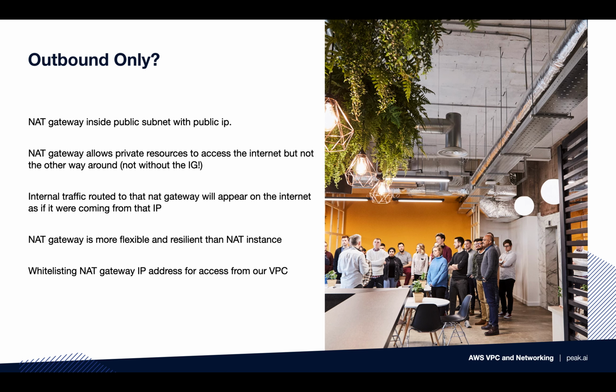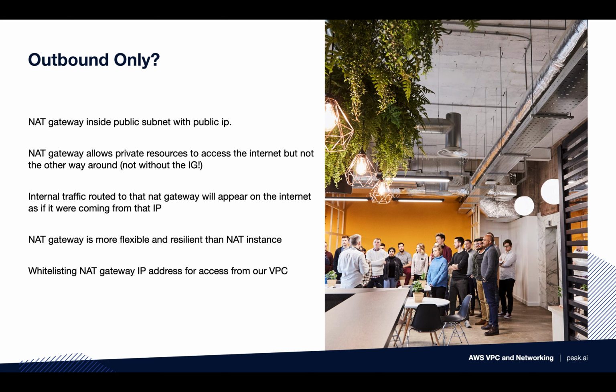Internal traffic is then routed to that NAT gateway, and then that traffic will appear on the internet as if it was coming from the public IP address of the NAT gateway. So for example, you may whitelist the NAT instance's or NAT gateway's IP address for access from your VPC. So if you're using, for example, a third party, an external service, and they need to whitelist an IP address, you can use that NAT gateway IP address and then use the resources within your VPC to access that external service.